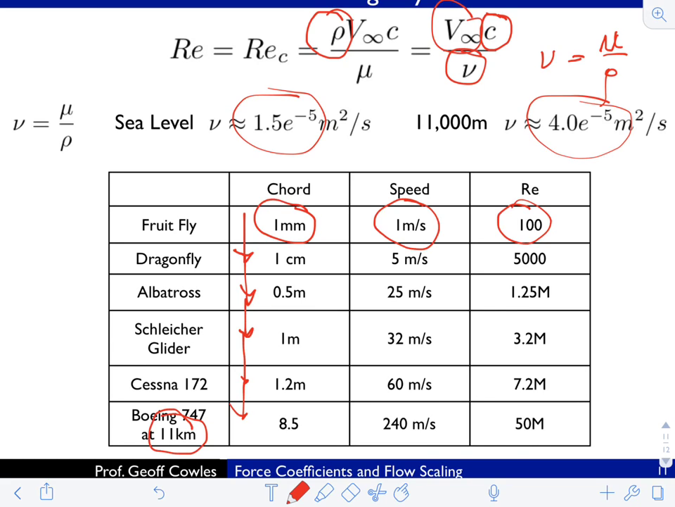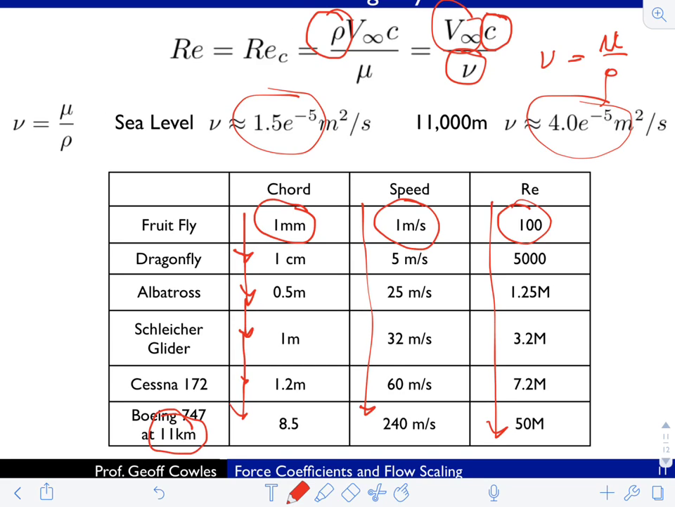So I put this last one actually at altitude, so I have the nu for the kinematic viscosity relative to the altitude. And you have the associated characteristic speeds of those aircraft. So you have the wing chords, characteristic speeds, kinematic viscosities, and here are your Reynolds numbers. So it's a huge range of Reynolds numbers from the fruit fly up to the 747. And this is the 747 wing, not the fuselage. This is the wing Reynolds number.